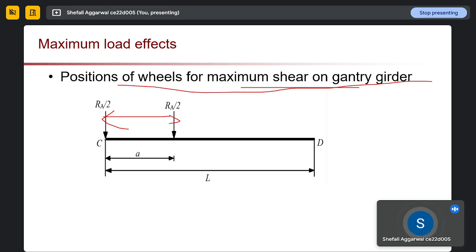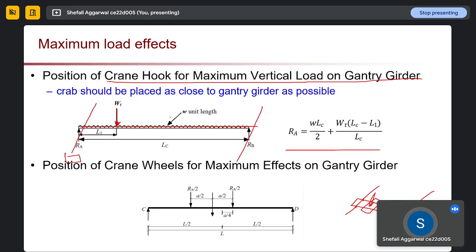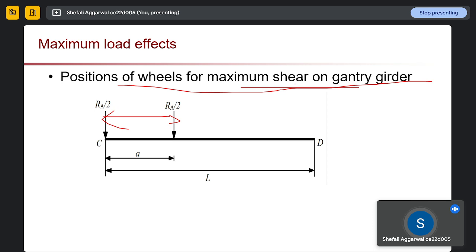So when we go for the design of the gantry girder, first we fix the position of the trolley and crane in such a way that we get the maximum effect on our gantry girder. These are the three types of position we are choosing. First is where should be the trolley. Second is where should be the wheels of our cranes for maximum effect. Third is where should be the wheels of the crane for the maximum shear. Okay, is that clear to everyone?